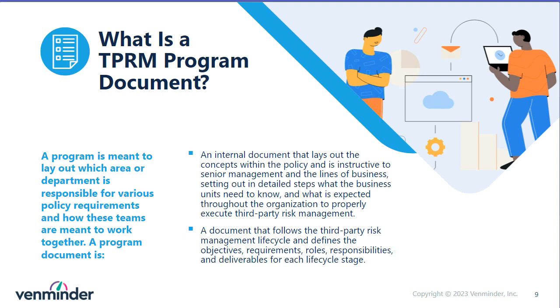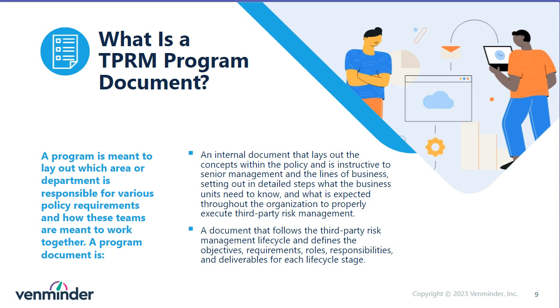Another really important element of a program document is that it follows the third-party risk management life cycle. And it illustrates all the specific objectives and requirements as well as who's responsible for them during each phase of the life cycle. So having that kind of clarity really is going to take the mystery out of these processes. And when your stakeholders are more knowledgeable, it's likely that the whole process is going to take less time and become more effective.